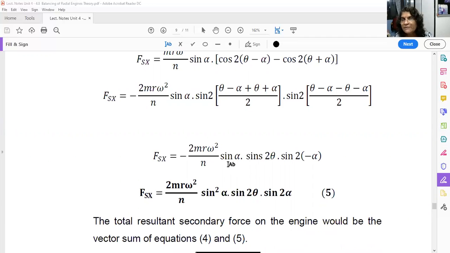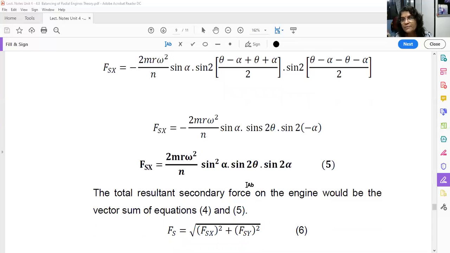Okay. So your component of secondary force along x direction is 2 mr omega square upon n into sin square alpha, because this sin alpha into this sin alpha. Okay. Sorry, not sin alpha. It is not square. Sorry, by mistake I have written it. It is simply sin alpha. Sin alpha into this sin 2 theta into this sin 2 alpha. Okay. Please correct this mistake.